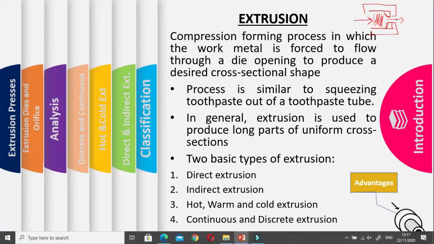This is how we ultimately have a long rod of this material with the cross section same as the die cavity. So this cross section depends upon the die opening. This process, as you must have observed in your daily life, is similar to squeezing the paste out of the tube. In the morning when we brush our teeth and squeeze that paste out of the tube, the extrusion is similar to that.